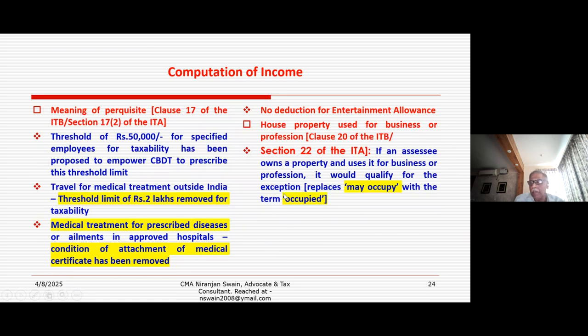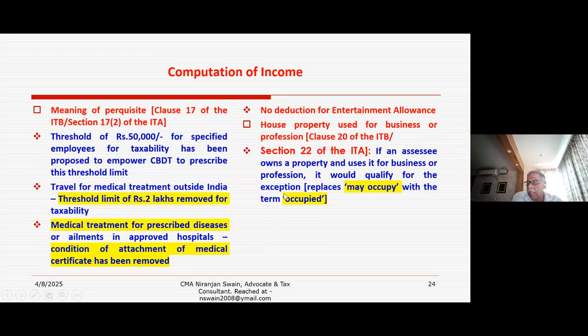Medical treatment outside India is also exempted, with a threshold limit of 2 lakhs. If an employee is going outside India and the employer is providing money for the treatment outside India as well as travel outside India, the travel exemption had a threshold limit of 2 lakhs. Travel outside India is costly, but beyond that limit it will be taxable in the hand.